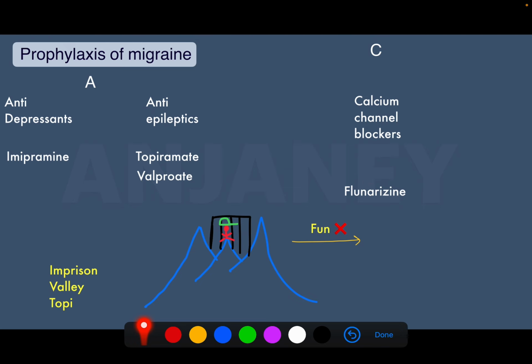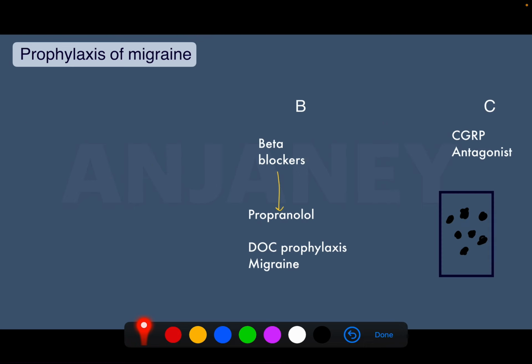So four drugs are done till now: imipramine, topiramate, valproate and flunarizine. So these three classes are done. For the next class we have the beta blocker. See, propranolol is the drug of choice among the beta blockers for prophylaxis of migraine. So you have to learn this as it is, that the drug of choice is what? Propranolol. It is a beta blocker.